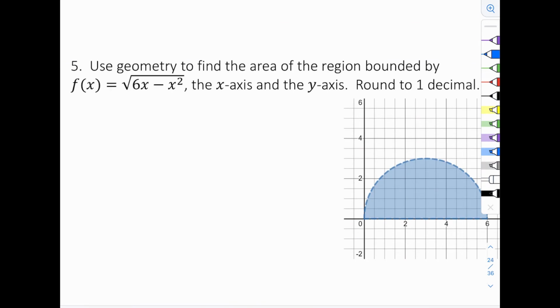Now let's look at this example. Again, we're just going to use geometry to find the area between this curve, which is the square root of 6x minus x squared, and the x and y axis. When we have something that looks like this, you may be able to tell from the shape that we're actually looking at a semicircle here.